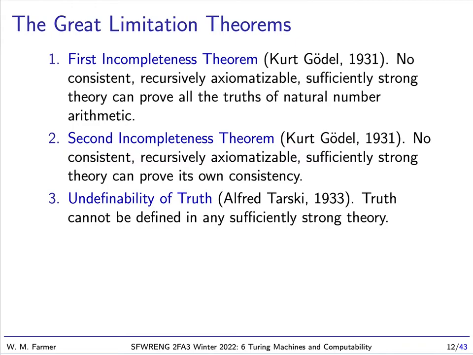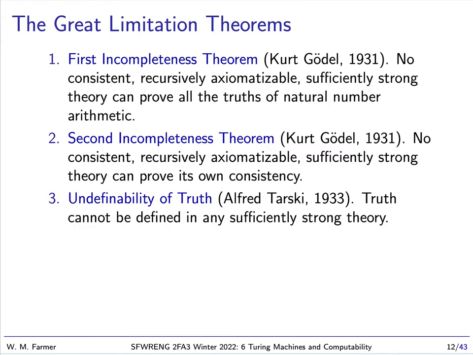The third limitation theorem is the undefinability of truth theorem, proved by Alfred Tarski in 1933. It says truth cannot be defined in a sufficiently strong theory. If we would like to make statements about truth in our theory, we need to define what truth is. We cannot do it in a sufficiently strong theory. We could define truth about our theory in a stronger theory. So again, we get to the same kind of problem. We can talk about truth of this theory in a stronger theory, but we can't talk about truth of the theory in itself.